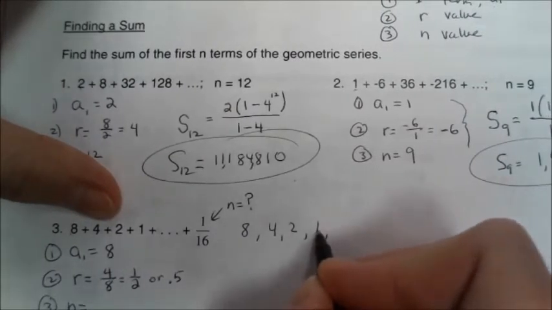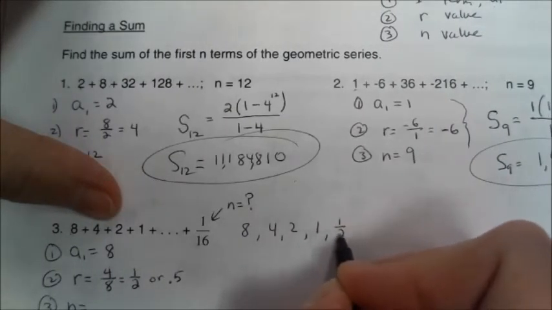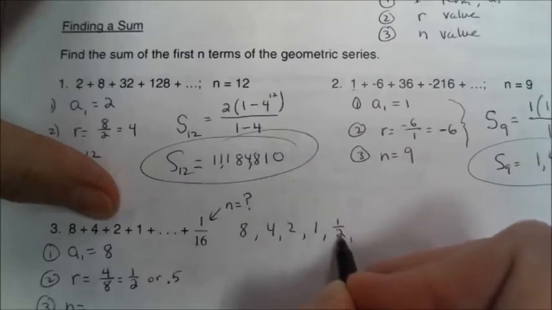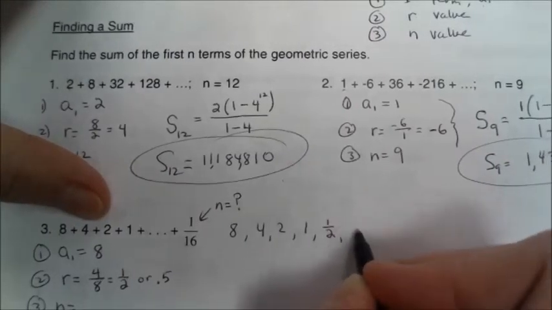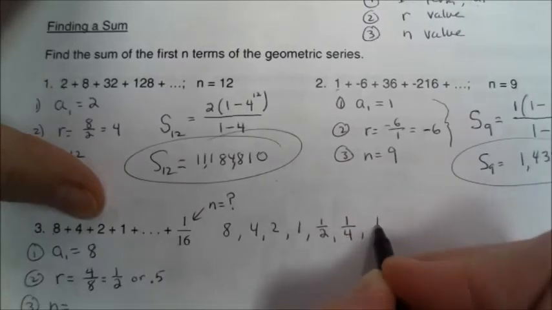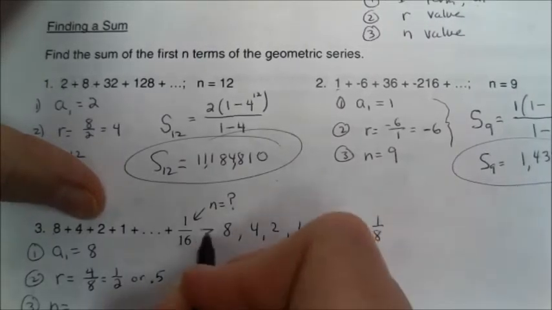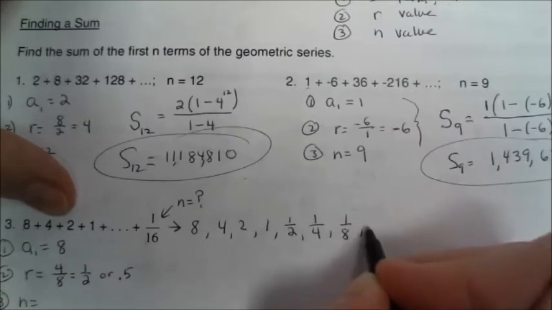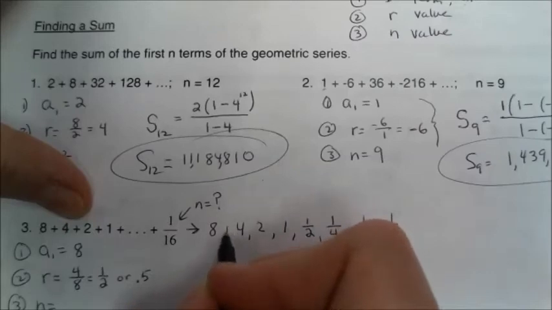So the next one would be 1 times 1/2. The next one would be 1/2 times 1/2, or cut 1/2 in half and you get 1/4. Cut 1/4 in half and you get 1/8. Cut 1/8 in half and you get 1/16, and then we get the number that we need. So what do we get?